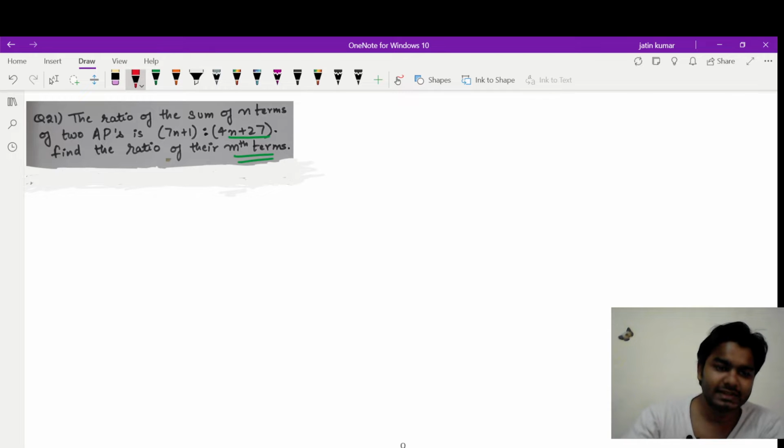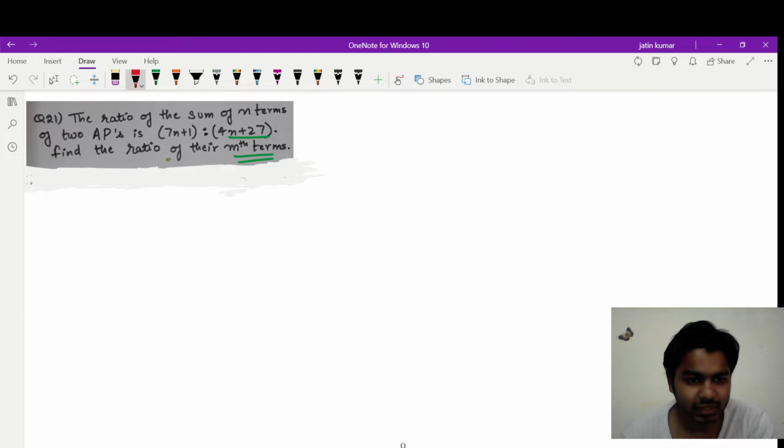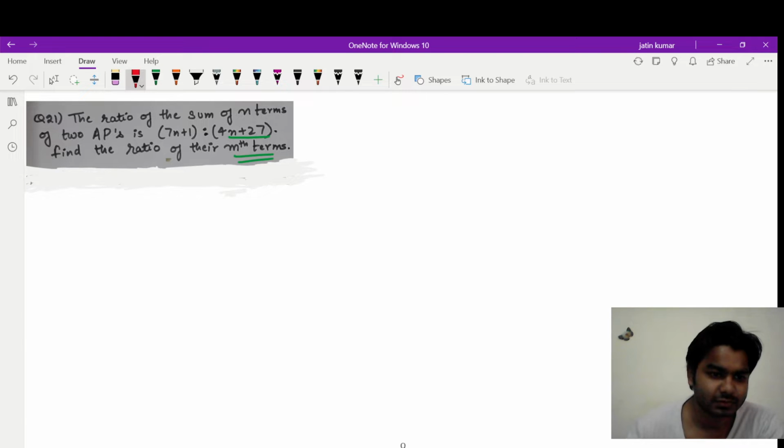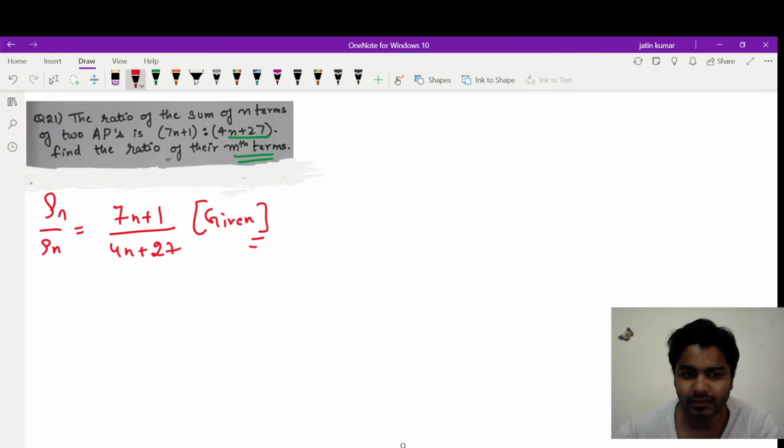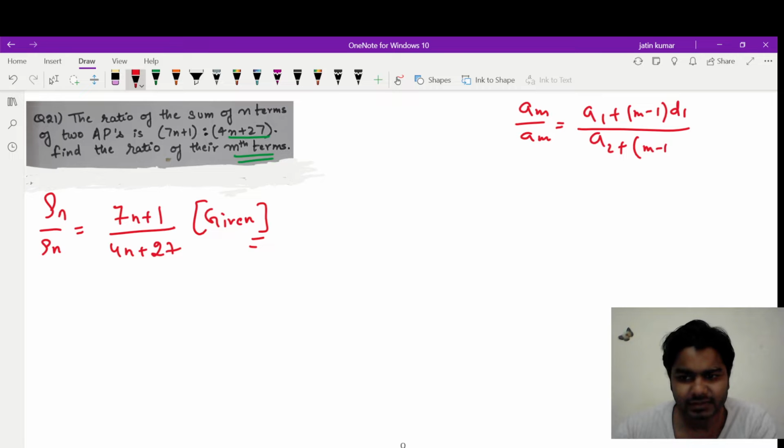Question number 21 says the ratio of sum of n terms of two APs is 7n plus 1 ratio 4n plus 27. Find the ratio of their mth terms. So we are given Sn upon Sn' as (7n plus 1) upon (4n plus 27). This is the given part, and we need to find the ratio of mth terms. It means am upon am', which will be (a1 plus (m minus 1) d1) upon (a2 plus (m minus 1) d2). This is what we need to find.